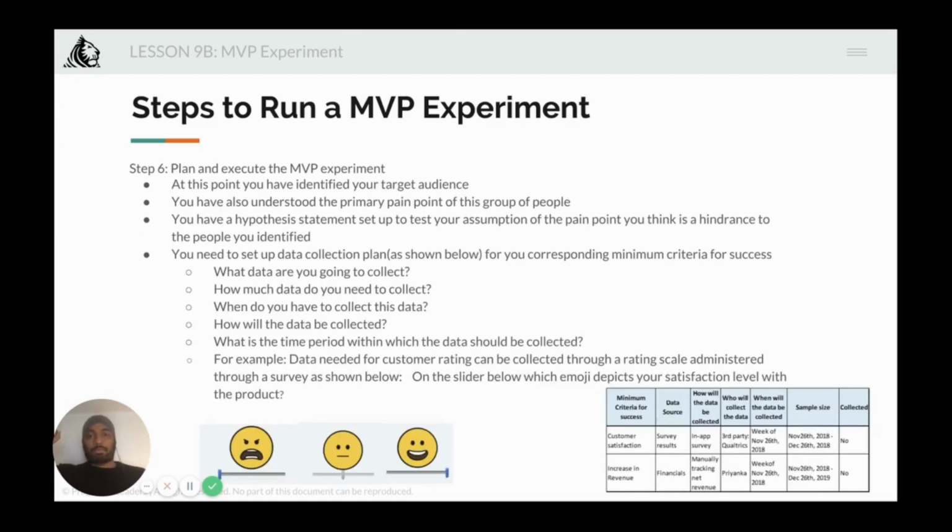The next step is to plan and execute the MVP experiment. So at this step, you have completed the due diligence. Now you need to plan and execute the experiment. To execute the experiment, it is important to set up a data collection plan for each of the minimum criteria of success, right? You can see an example of this plan here.